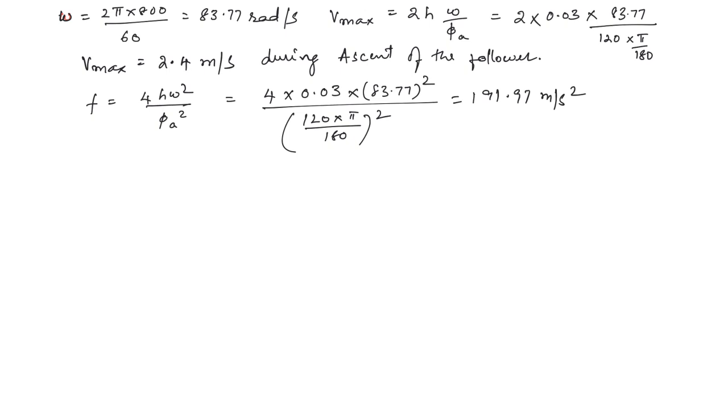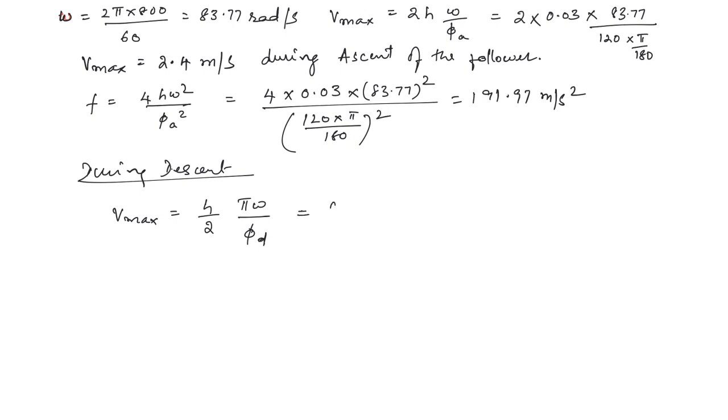Now we will calculate the maximum velocity during descent. Now during descent, Vmax is equal to h by 2 into pi omega by phi d. All these formulas we had derived or written while learning about the displacement diagrams of different types. So the descent is with simple harmonic motion. So for simple harmonic motion, Vmax is given by this formula.